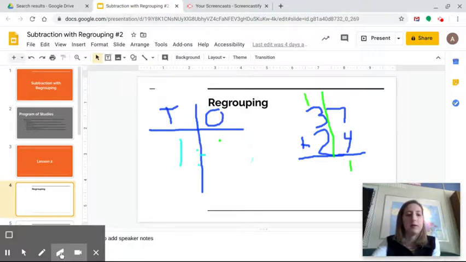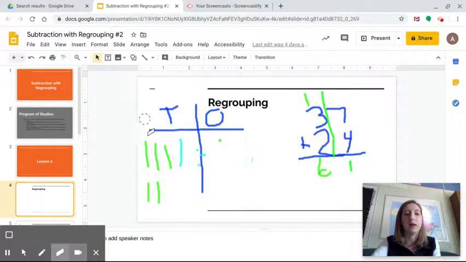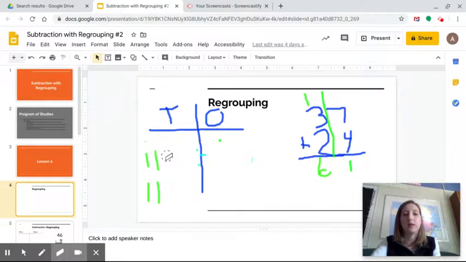So now I'm going to add my 10s here. I've got 3, plus 2, plus another one on top. So I'm going to add those all together. 1, 2, 3, 4, 5, 6. So my answer is 61. When I'm regrouping with addition, it's because I have too many here. When you're subtracting, it's because the ones aren't going to have enough and they need to borrow from the tens. So that's their regrouping there.